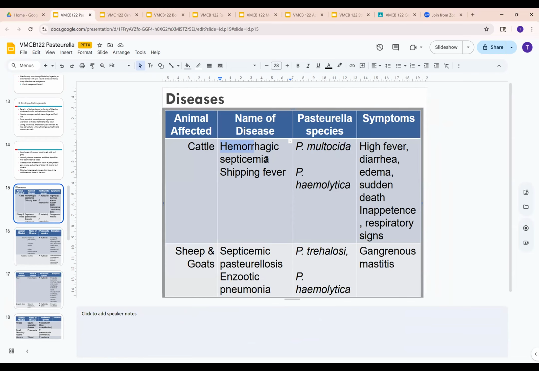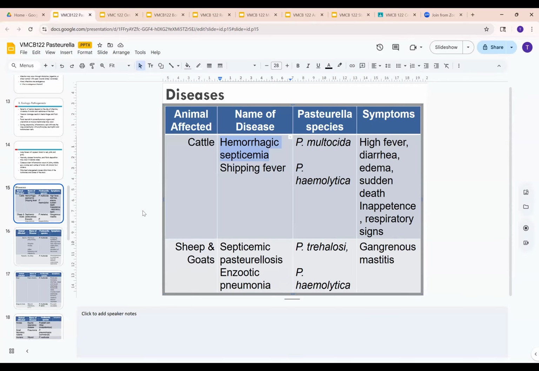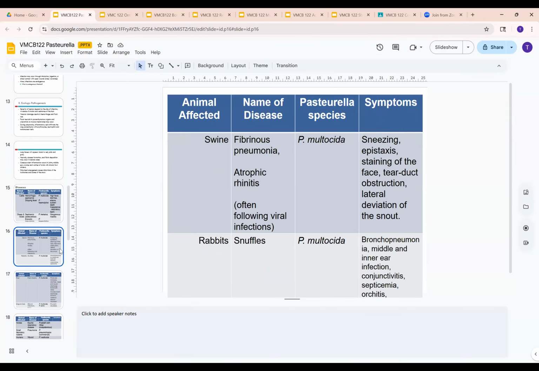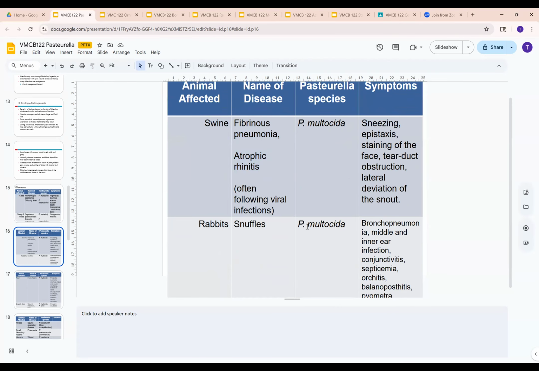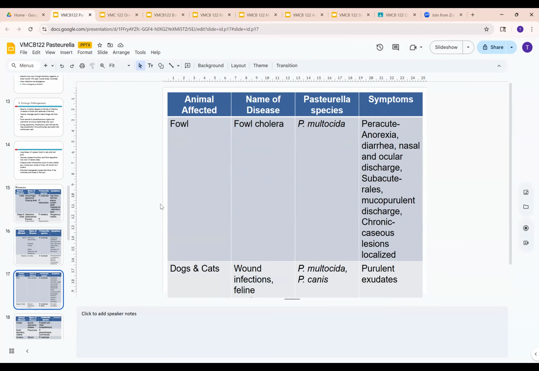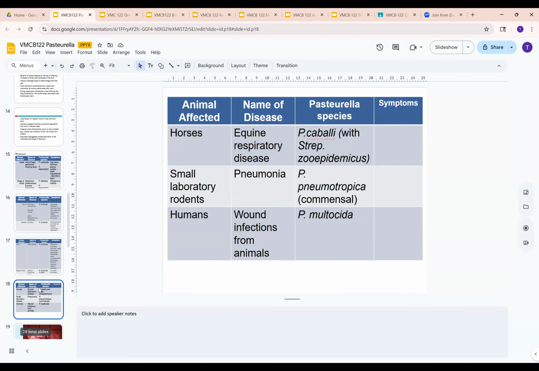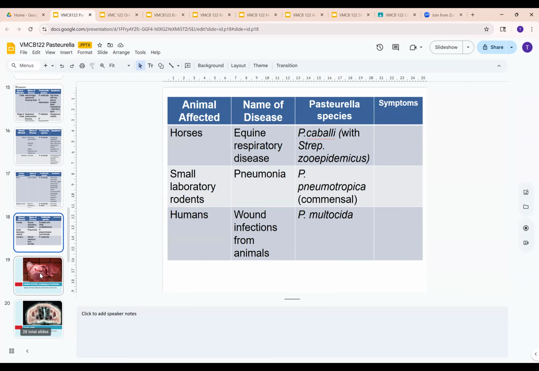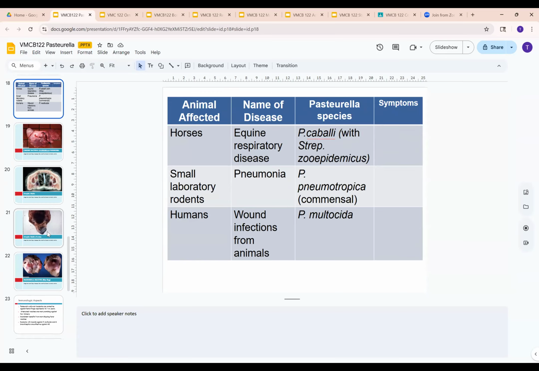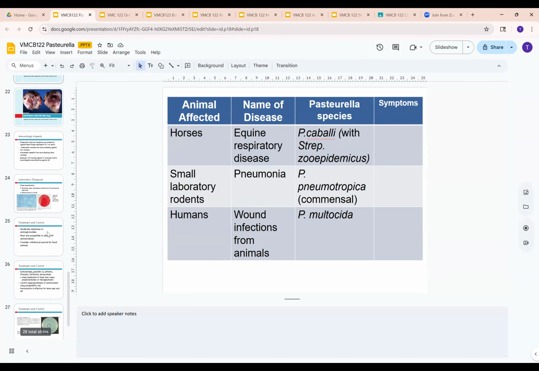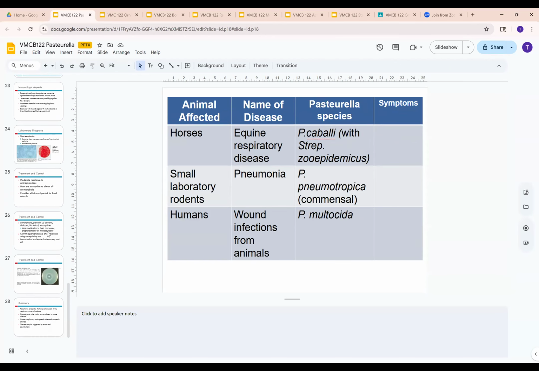In cattle, there's hemorrhagic septicemia. Then we have fibrinous pneumonia and atrophic rhinitis in swine and some other species, fowl cholera in birds. Then we looked at some of the pathology that is caused by Pasteurella, and then the lab diagnosis, treatment, and control.